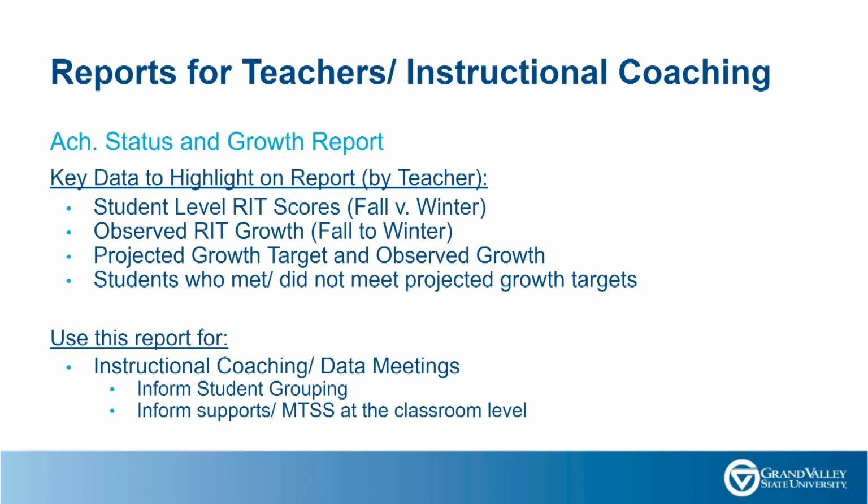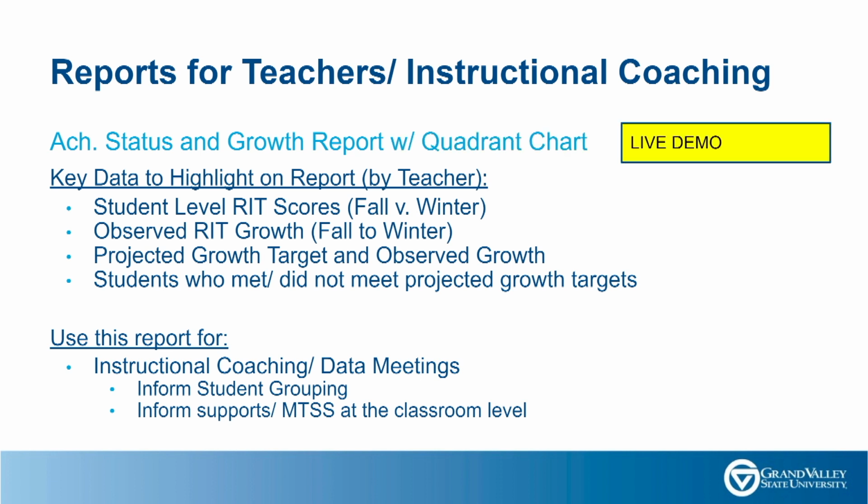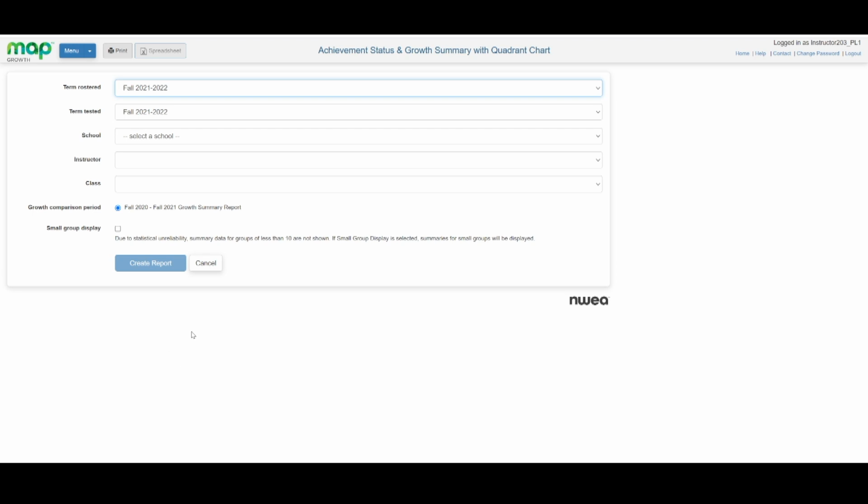We've already covered the achievement status and growth report when we talked about the school leadership level, but I did want to introduce another tool to inform instructional coaching conversations and to inform student grouping. And we're going to look at that in a live demo on the NWEA site. So once you're in the NWEA site, we can simply run this report. We're going to click on Achievement Status and Growth Summary with Quadrant Chart.